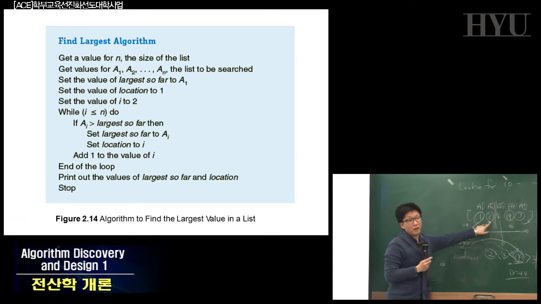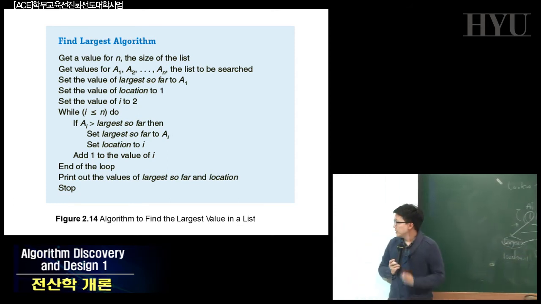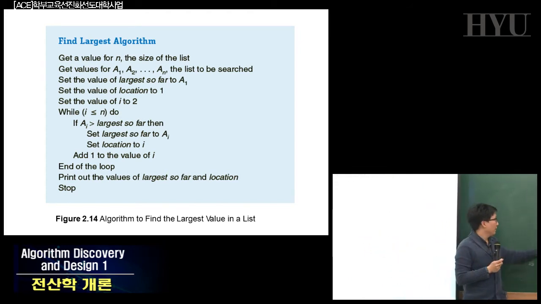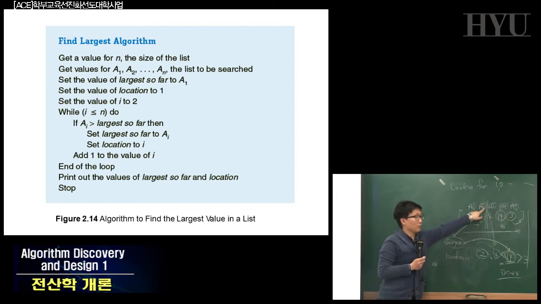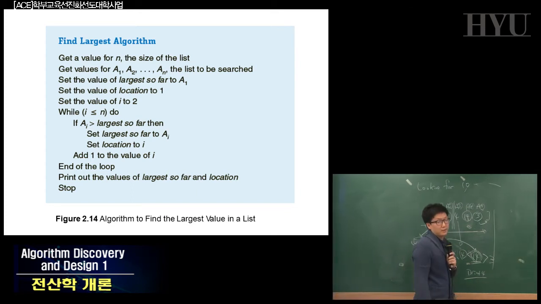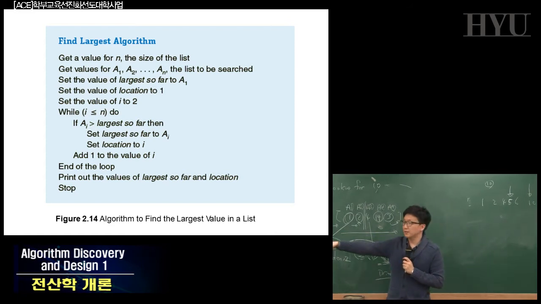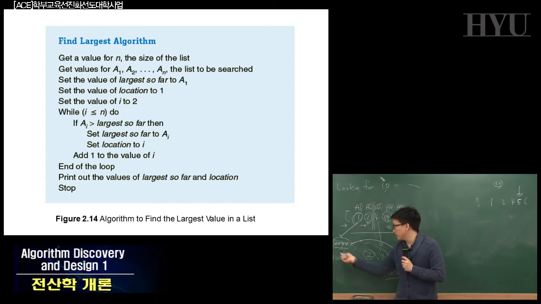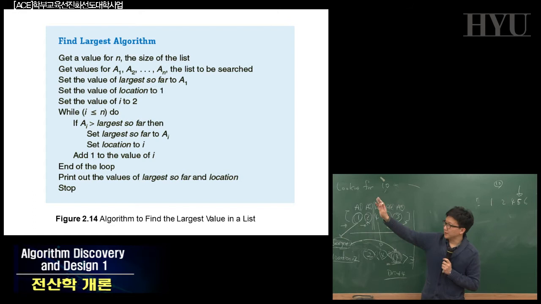If this is bigger, then set this largest to 2. Exactly the same. Set the location to i. At this point, the largest is 2. Largest location is 2. So location will be 2. They will keep changing it until they hit 14. Blah, blah, blah. At the end of the loop, you exit the loop, you just print out the values of largest and location, which is 14 and 4. What I explained is exactly written down there.